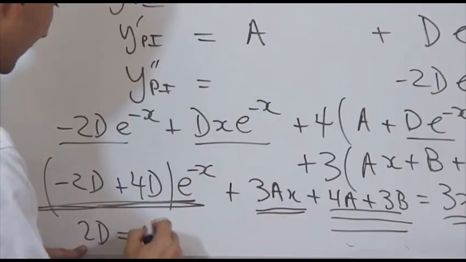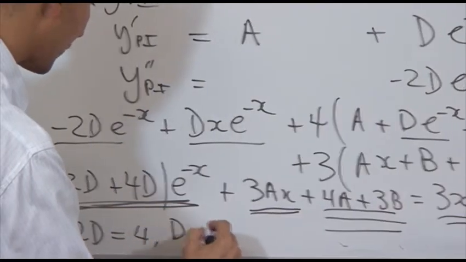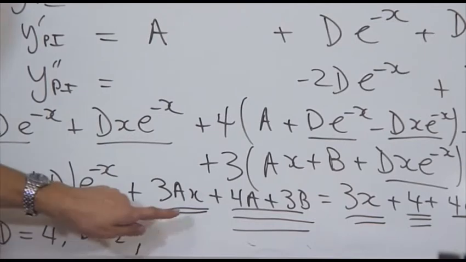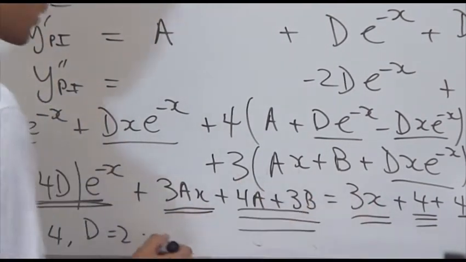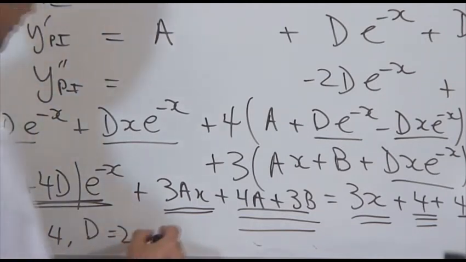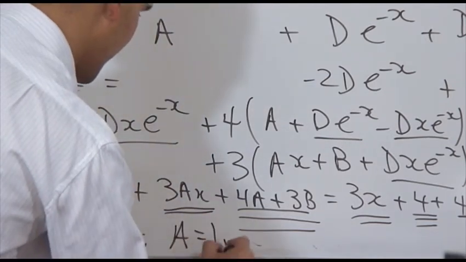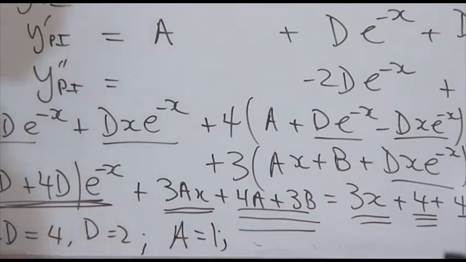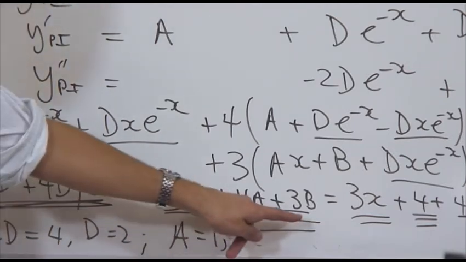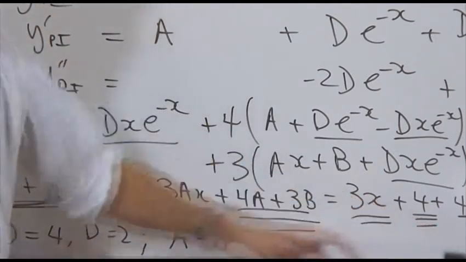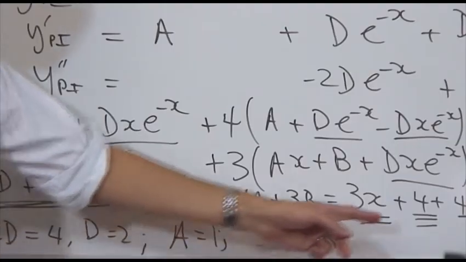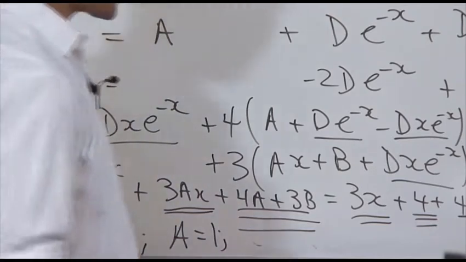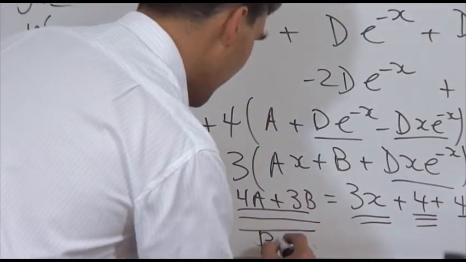In that case, we get minus 2d plus 4d, so that is 2d is equal to this coefficient, which is 4. So d equals 2. We get 3ax is equal to 3x. So 3a is equal to 3, or a equals 1. And the last one is 4a plus 3b is equal to 4. But a we've just decided is 1. So this is 4 plus 3b is equal to 4. So 3b is 0, or b is 0.